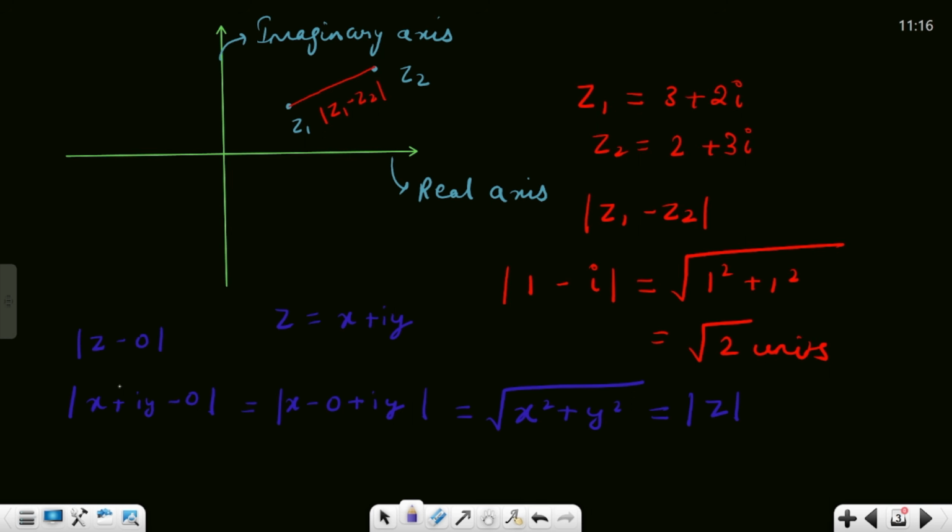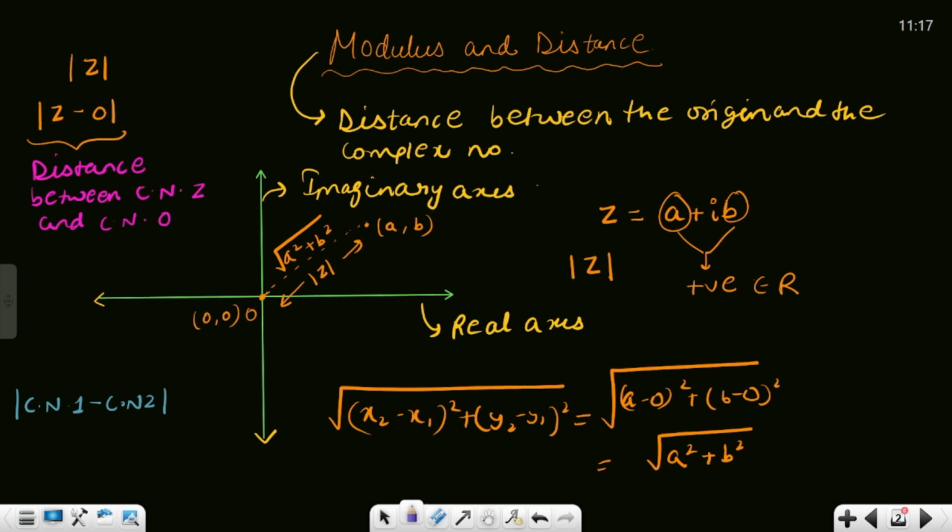See, verified. Modulus of z minus 0, where z is x plus iota y, minus another complex number 0 plus 0 iota. Simplifying, we reach under root x square plus y square, which is nothing but the modulus of z. We can also write it as under root of x minus 0 whole square plus y minus 0 whole square. So this is nothing but the distance between the origin and the complex number. I hope this clarifies all your doubts between modulus and distance.